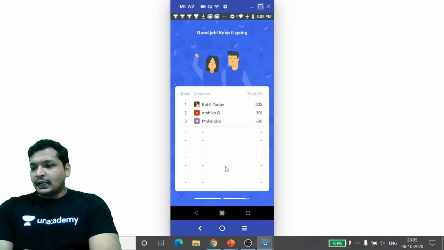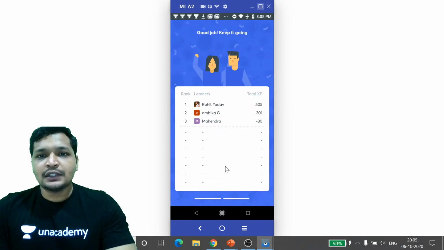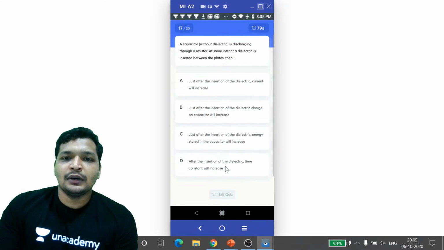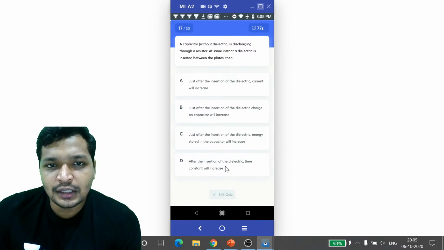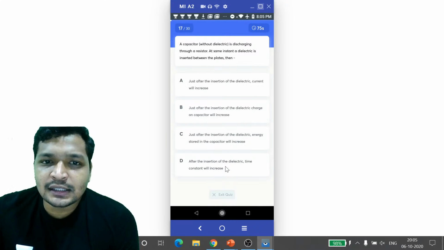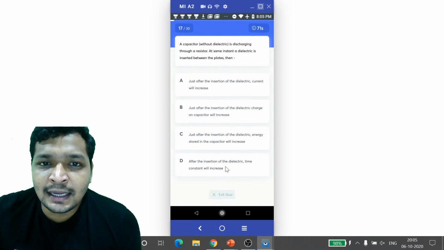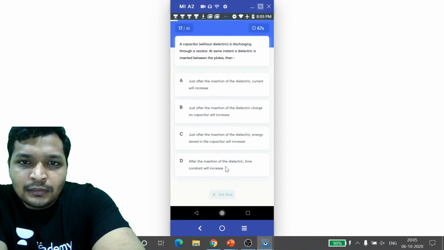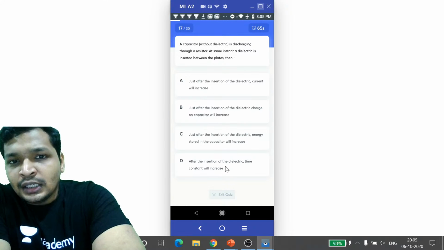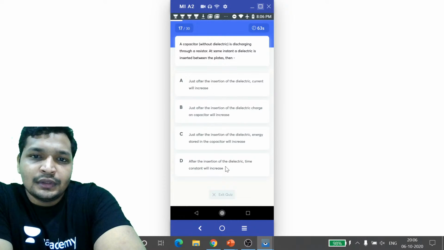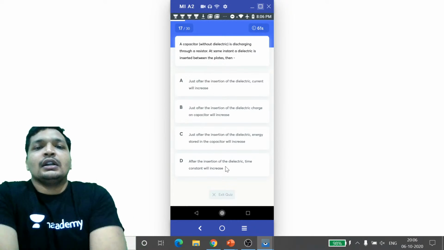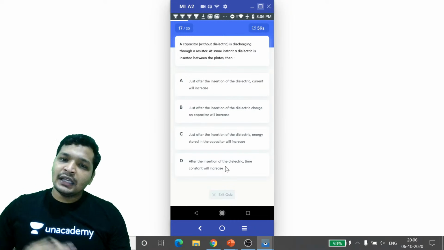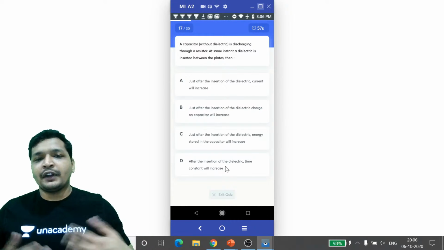All right, guys, and I think we are on the last few questions of this full-fledged quiz. The capacitor without dielectric is discharging through a resistor, and at an instant a dielectric is inserted between the plates. Okay, it is discharging through a resistor. That means there is no battery in it. It's an isolated capacitor case.